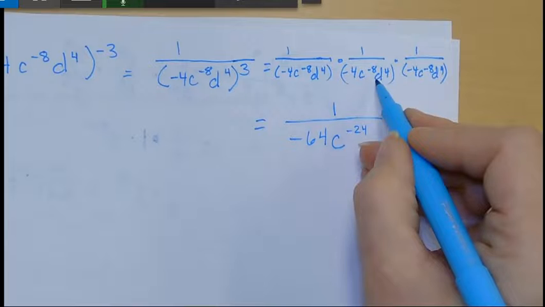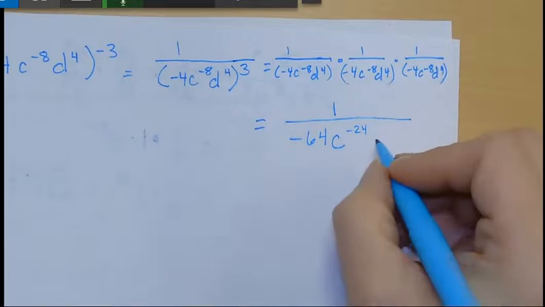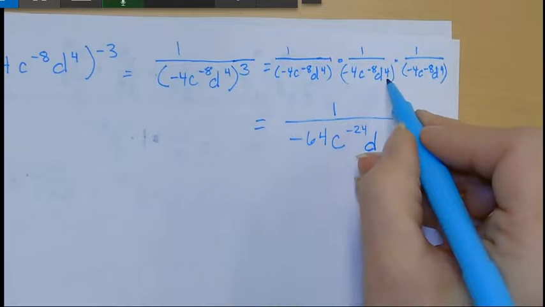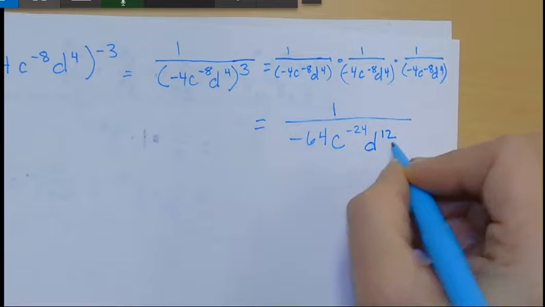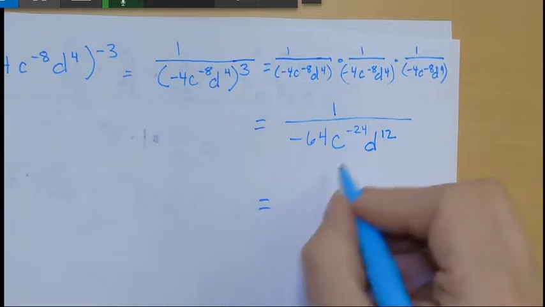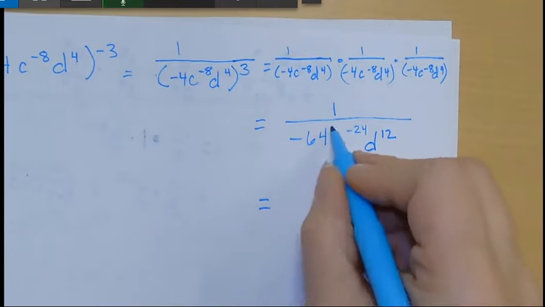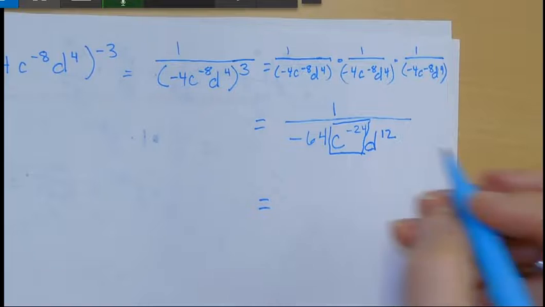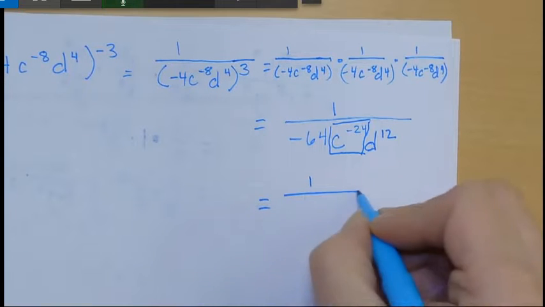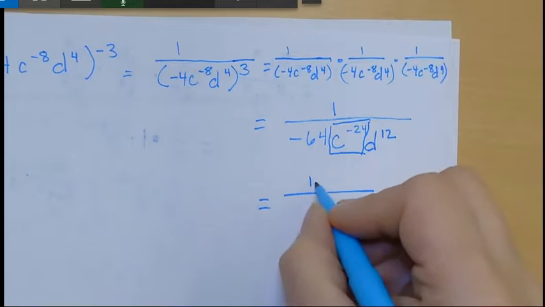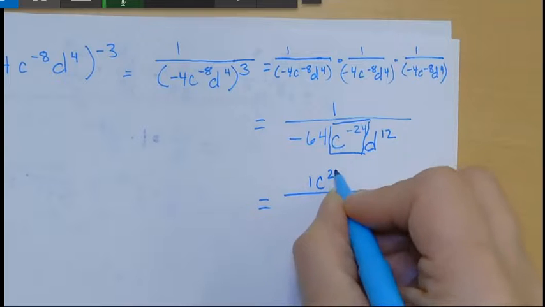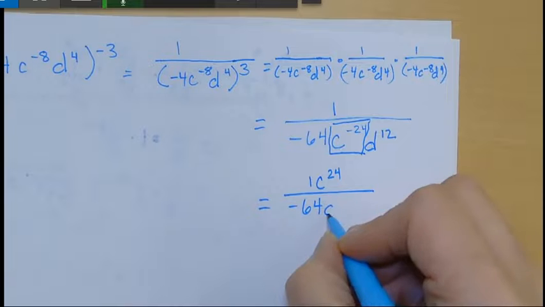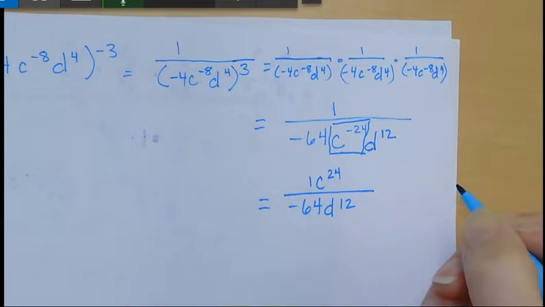I have d to the fourth times d to the fourth times d to the fourth, so I'll keep my base, and I will add my exponents. 4 plus 4 is 8, plus 4 is 12. And of course, we know that we would simplify that so that we have this single element of our problem back up to the numerator. So I will keep my fraction. I will have c to the positive 24, and then my denominator is now negative 64, d to the 12th.